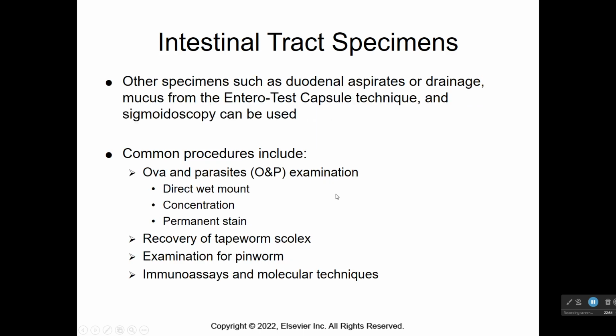We're also going to get some duodenal aspirates. That's where they do the endoscopy, go down into our duodenum, the upper GI it's sometimes called.